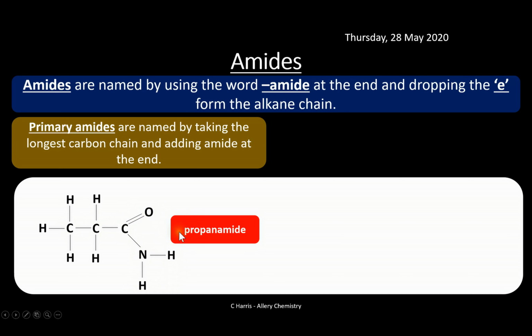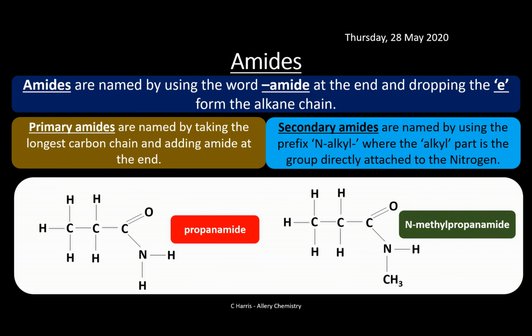So this is propanamide. And your secondary amides are named by using the prefix N-alkyl, where the alkyl part is the group directly attached to the nitrogen. So basically what we've done is we say N because we know this signifies that it's an amide, we've got a nitrogen there. And then whatever group is there, where there was a hydrogen, you write it here.